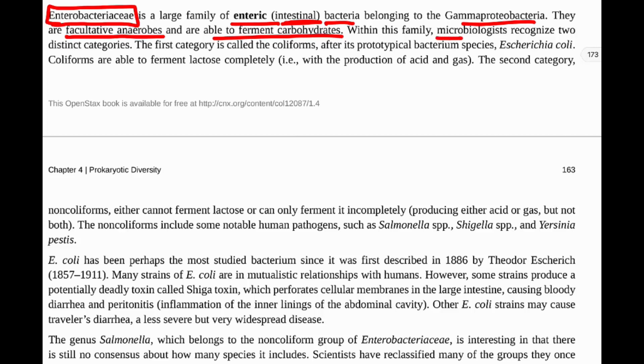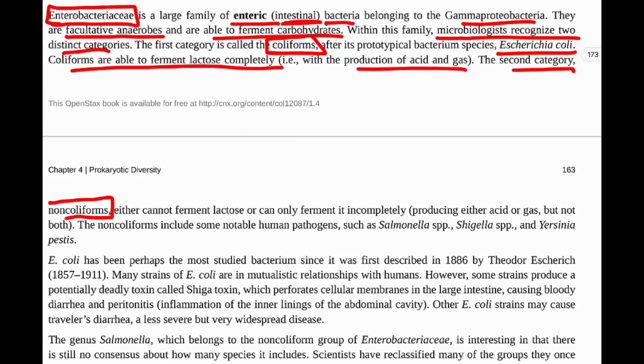So the first one are the coliforms. One example, Escherichia coli. Coliforms are able to ferment lactose completely, so for example with the production of acid and gas. They use lactose as their food, as their energy source. The second category are the non-coliforms, which cannot ferment lactose, or can only ferment it incompletely, producing either acid or gas, but not both. The non-coliforms include some human pathogens such as Salmonella species, Shigella species, and Yersinia pestis.